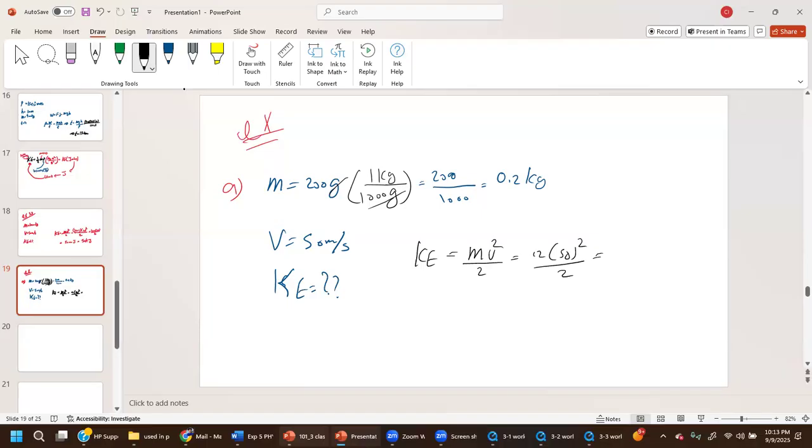So it'll be 0.2 times 2,500. Divide that by 2, and you should get, for this one, 250 joules. Okay, let's do part B, shall we?